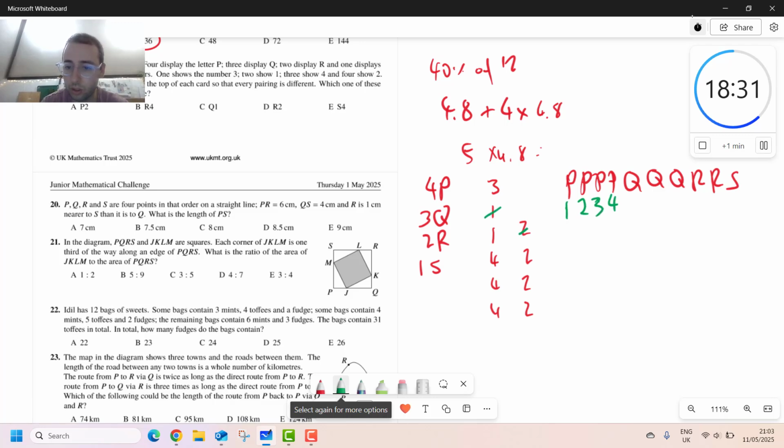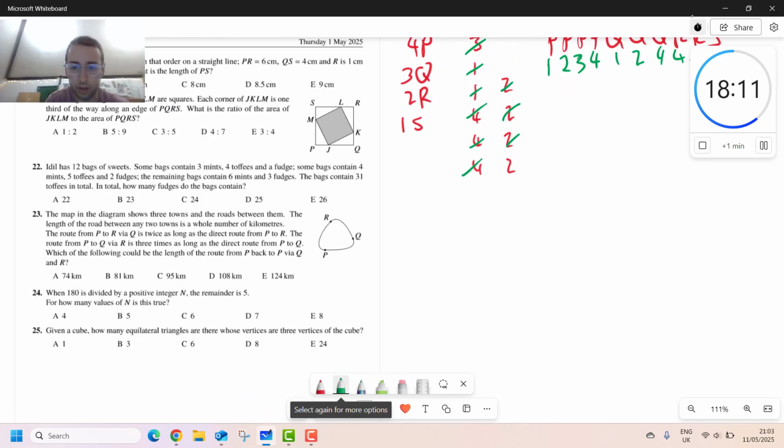So 1 2 3 4. Then he has to do a 1 2 4. Then he has to do a 4 2. And he has to do a 2. So what's not shown? P2 is, R4 is, Q1 is, R2 is, S4 is not. Okay.